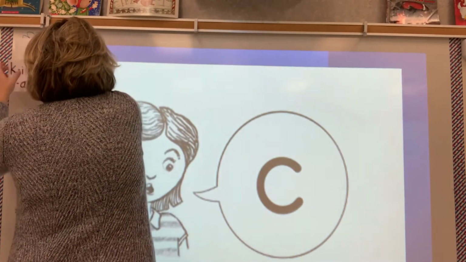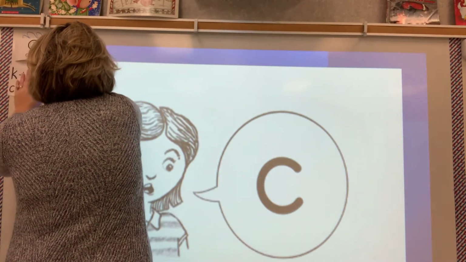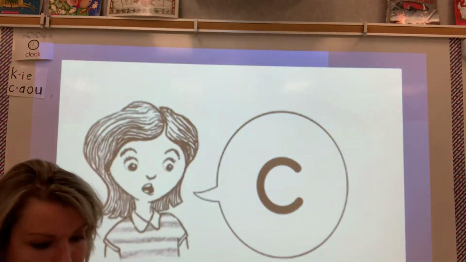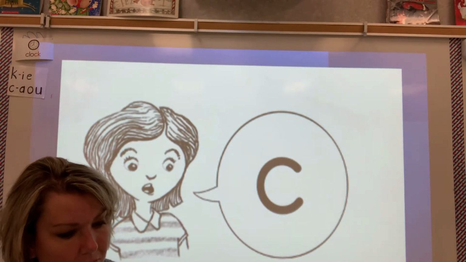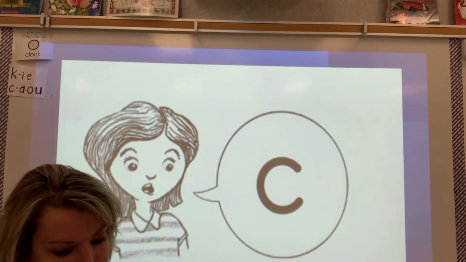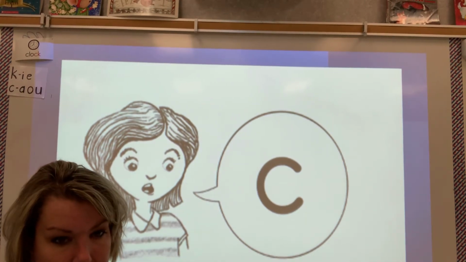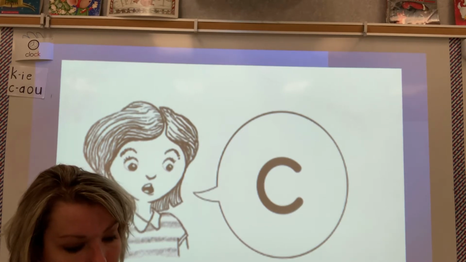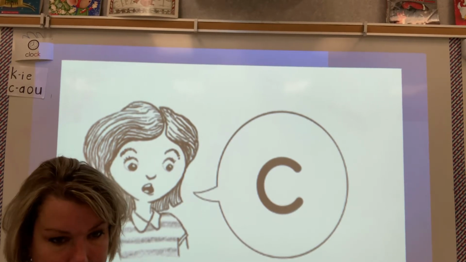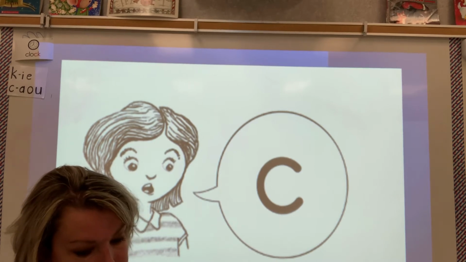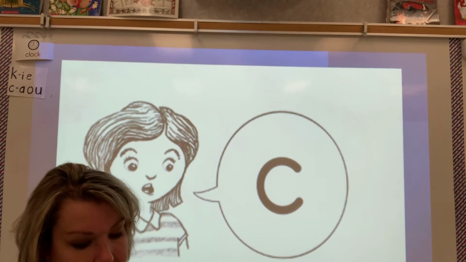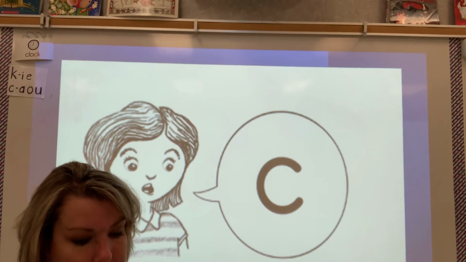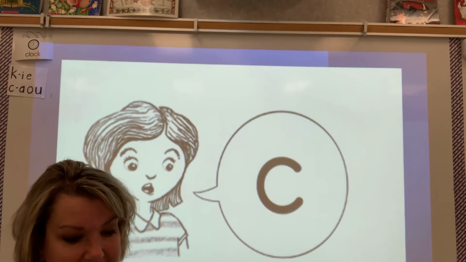We are going to practice that more because I know that's kind of a tricky rule. All right. I am going to say a number of words that has the k sound at the beginning, and I want you to echo. So echo Miss Kate's. Cup. Cat. Kite. Car. King.